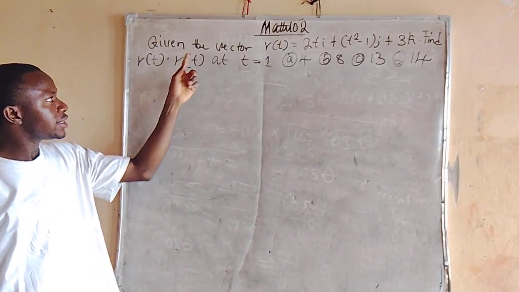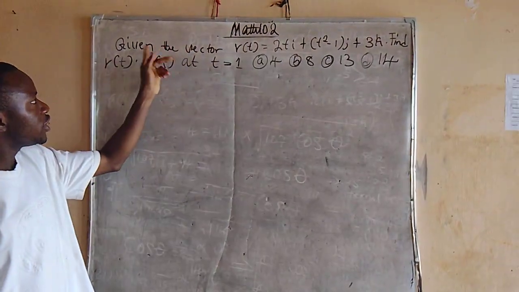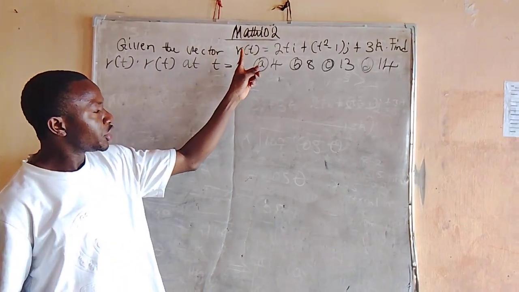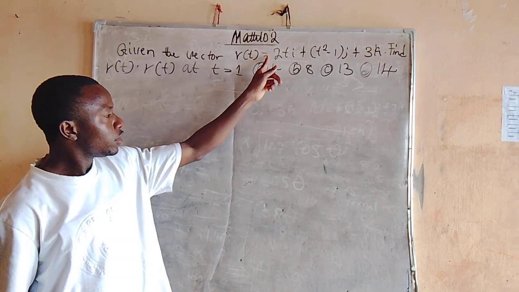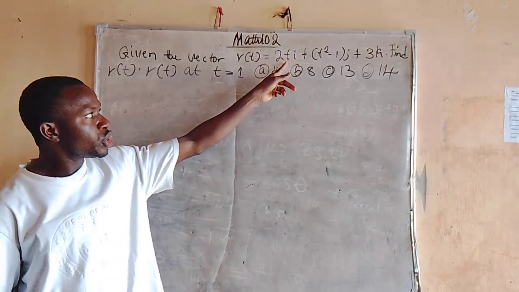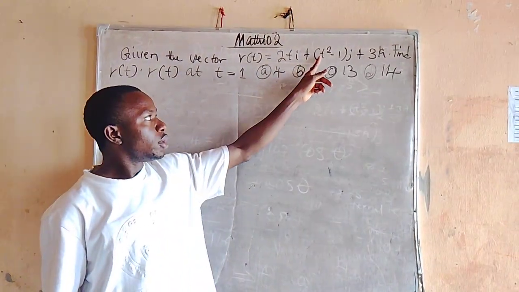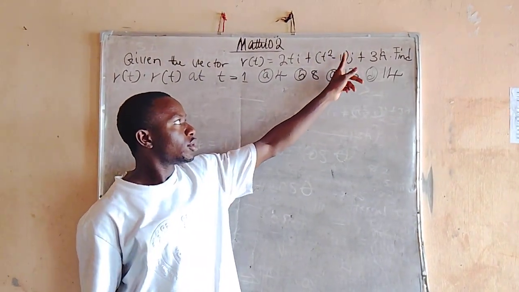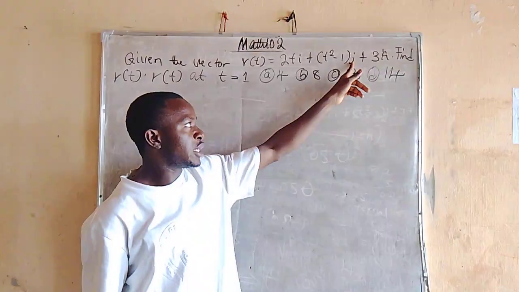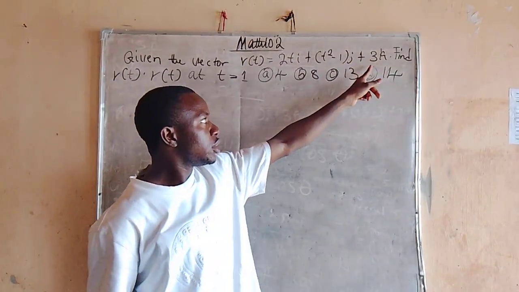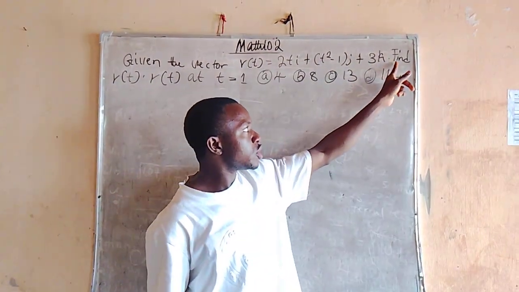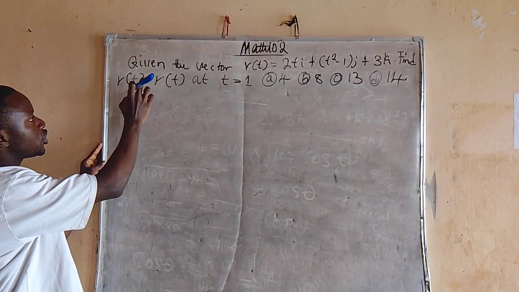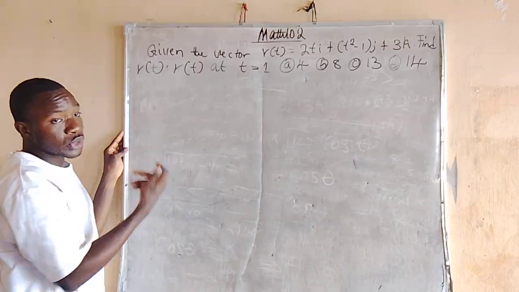They say, given the vector r(t), r(t) is equal to 2t i plus (t squared minus 1) as the j component plus 3k. So the question says we should find r(t) dot r(t).